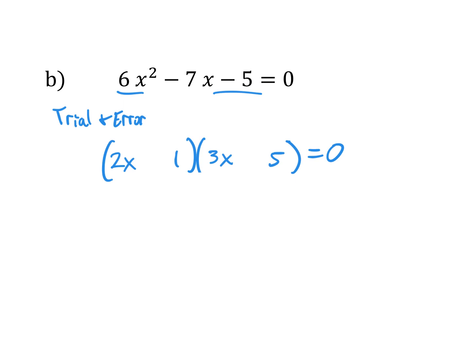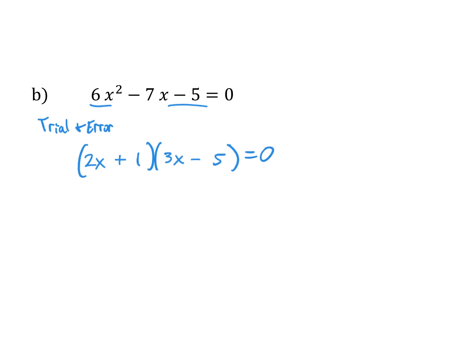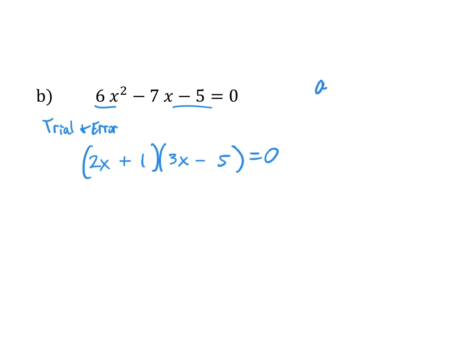I wouldn't spend too long on that. If you don't land on it, then try the AC method. So, real quick review on the AC method. The AC method says we take a times c, and that is 6 times negative 5, which is negative 30. And we look for two numbers that add to negative 7 and multiply to negative 30. Those numbers are negative 10 and positive 3.